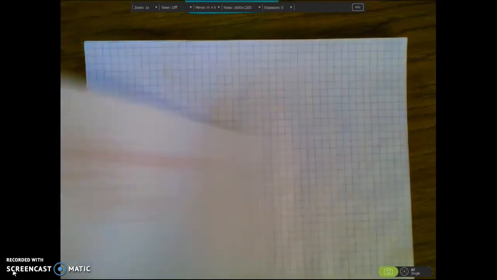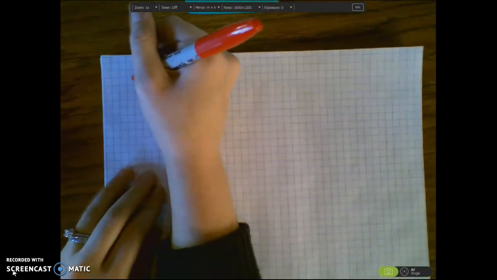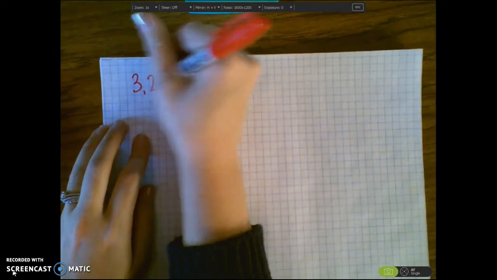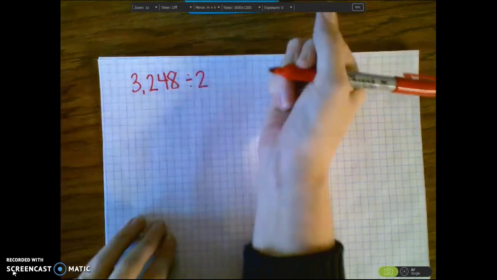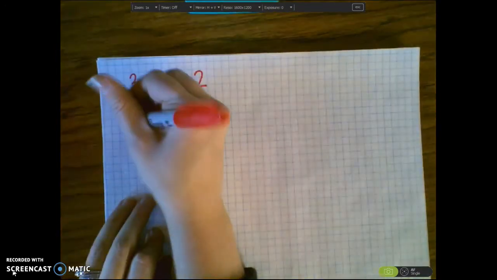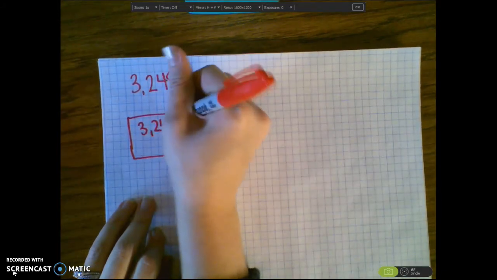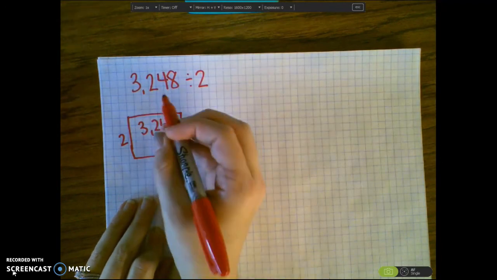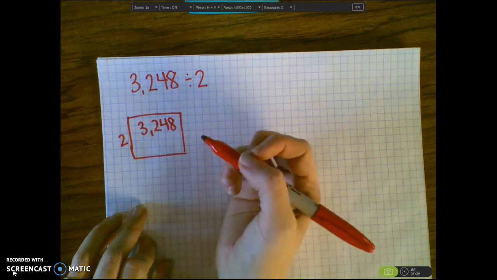The same would go if you're using a number in the thousands place, which the students will be doing very soon. 3,248 divided by 2. We know that 3,248, 2 can go into it at least once. 1 times 2 is 2, subtract 2, repeated subtraction. It would take a very long time.